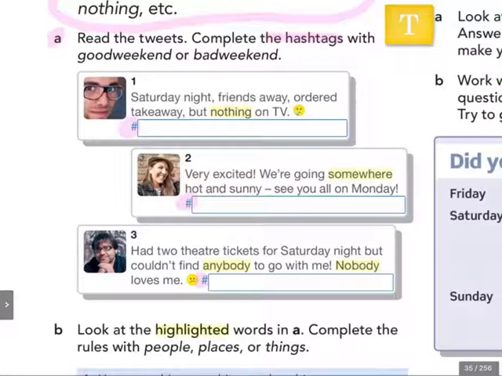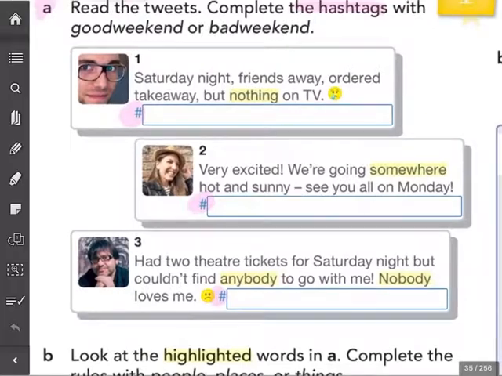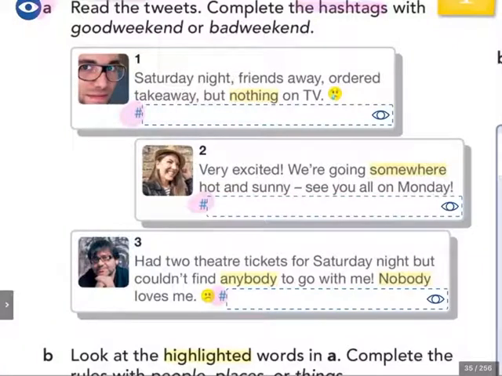Now, remember on Twitter, now the messages must be very short. So it's very typical now to write messages without subjects, without articles, maybe even without prepositions. And can you see good weekend is written all together. Now it's written as one word. Now, let's have a look at number 1, and we are going to decide if you think it is hashtag good weekend or hashtag bad weekend. Now, number 1, Saturday night, friends away, ordered takeaway, but nothing on TV.